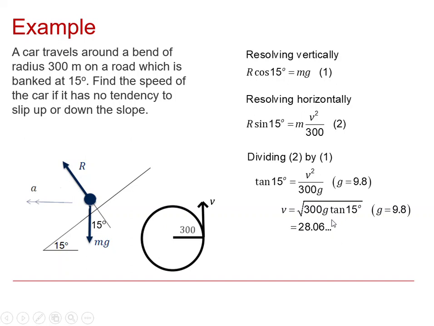Now v could be positive or negative, which means that essentially the problem relates to a car that's coming out of the picture towards us or into it. The analysis will be exactly the same. So when we fed the numbers into the calculator, we get the answer, which we can now give in context with the units. So our speed is 28.1 meters per second to one decimal place.